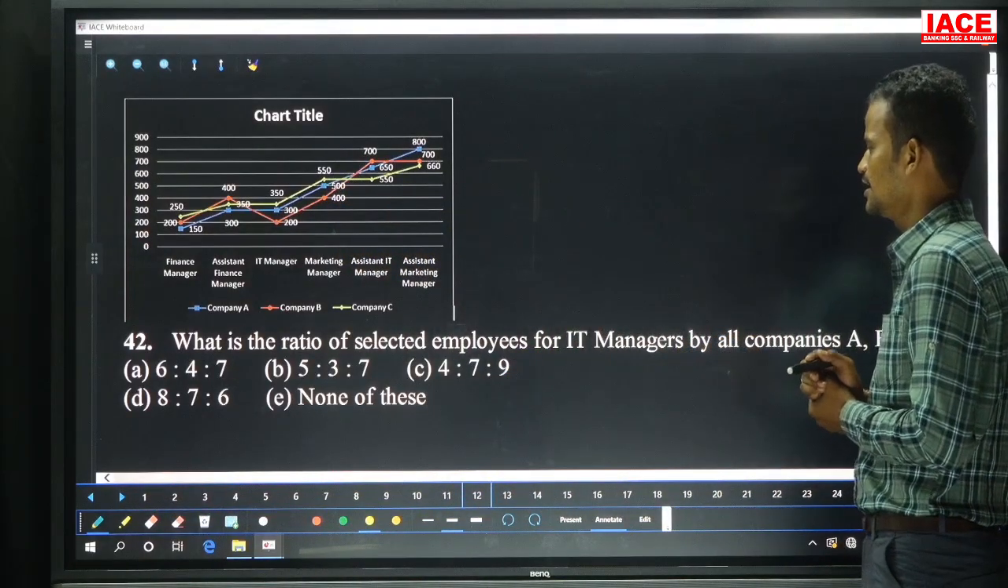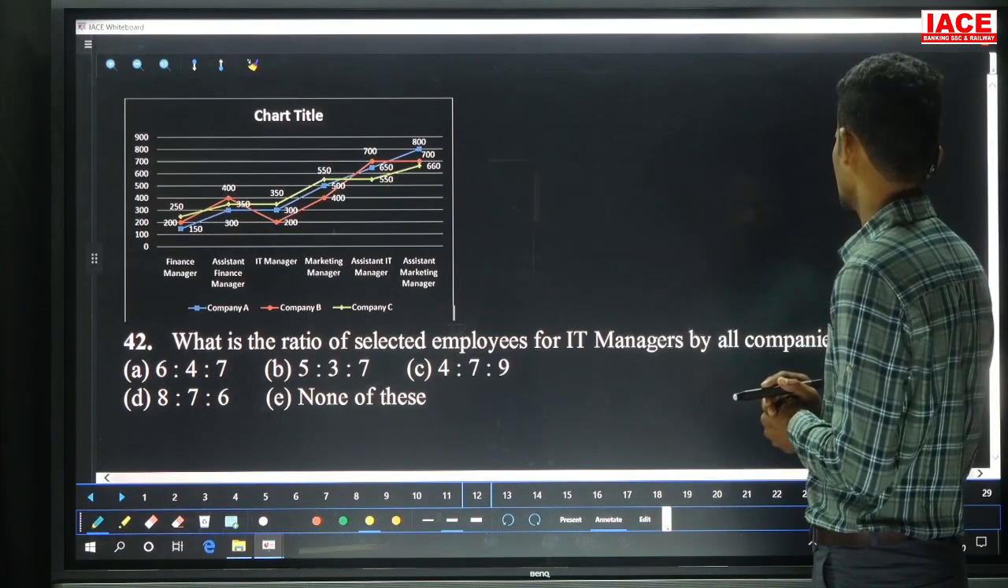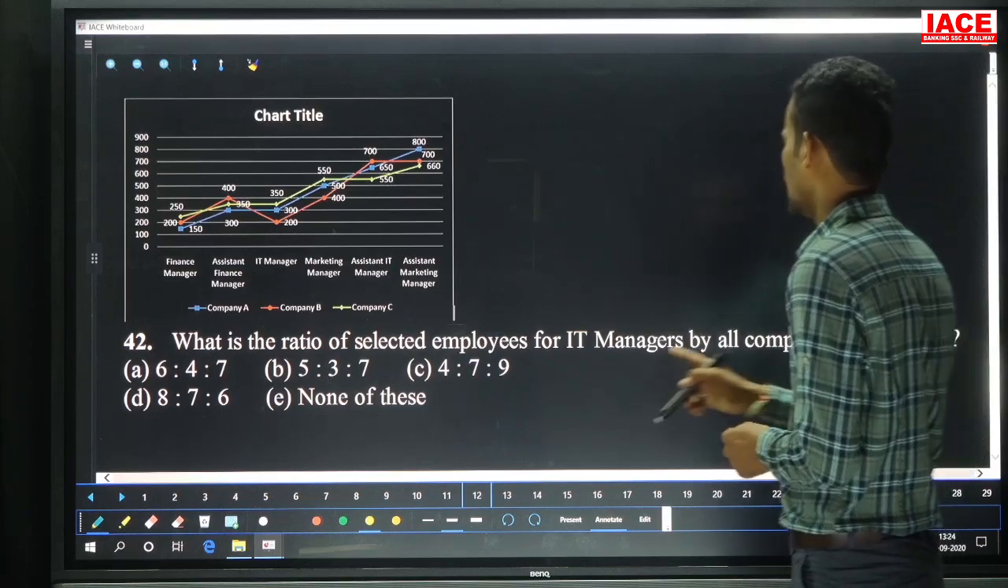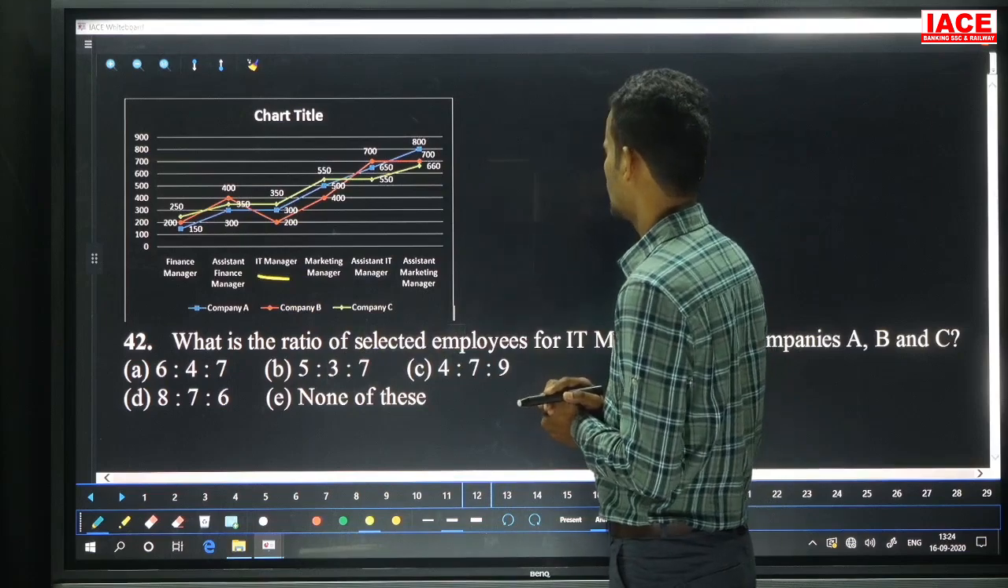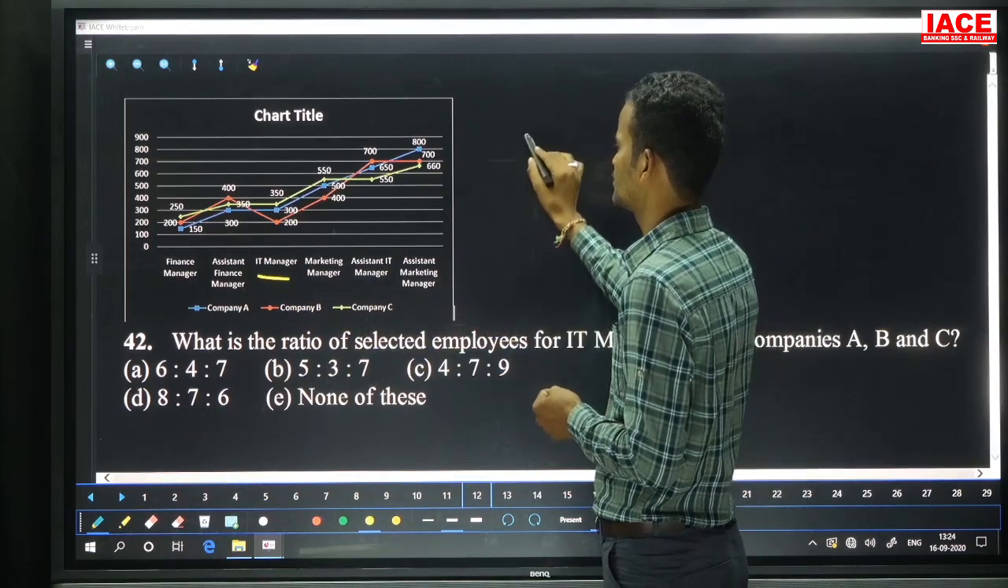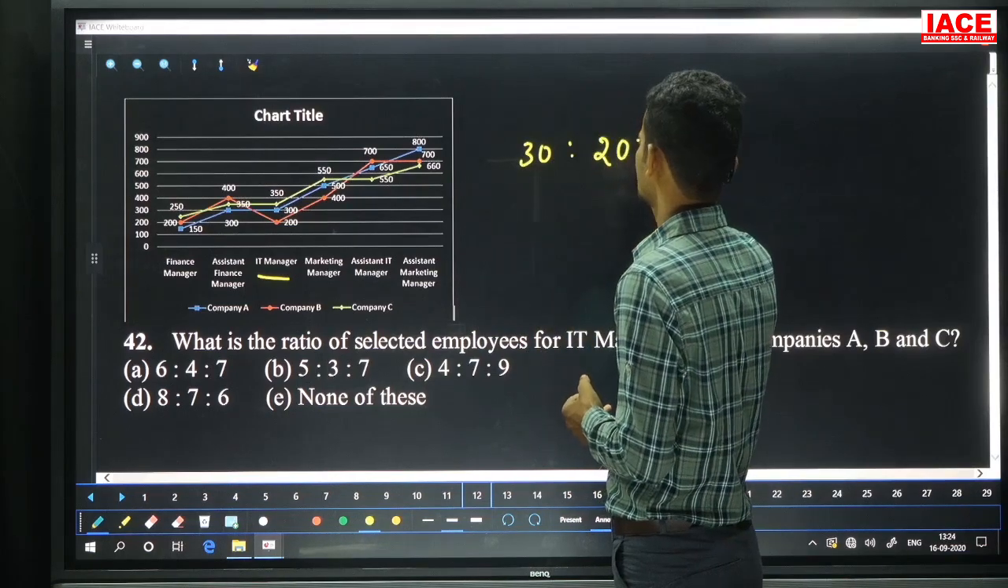What is the ratio of selected employees for IT managers by all the companies A, B, C? IT manager is the third one from first. All together. What is the A value, sir? 330. And what is the B value? 20. What is the C value?